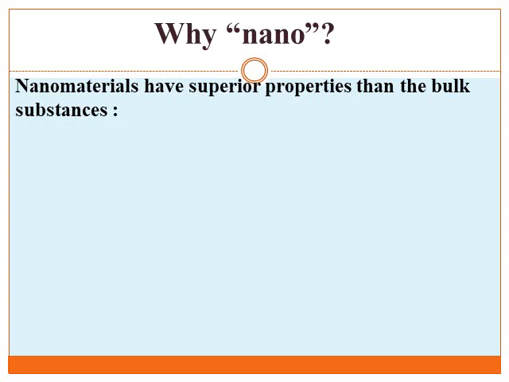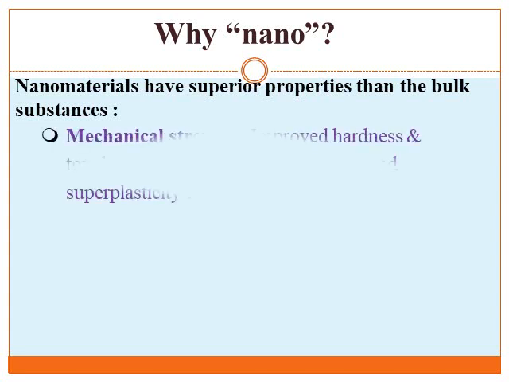Now, why are nanos required? Nanomaterials have superior properties compared to bulk substances. The bulk substances' properties are limited to one or two. But when you reduce this bulk material to the nano state, the material's properties will be entirely different. It may find different applications in different fields. So nanomaterials have very superior properties than the bulk material substances.